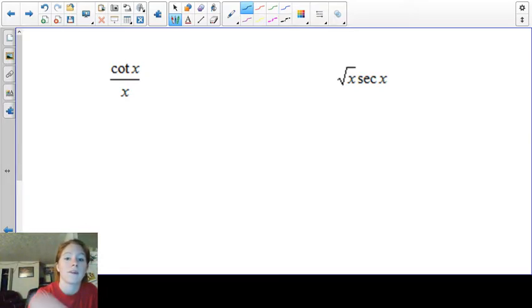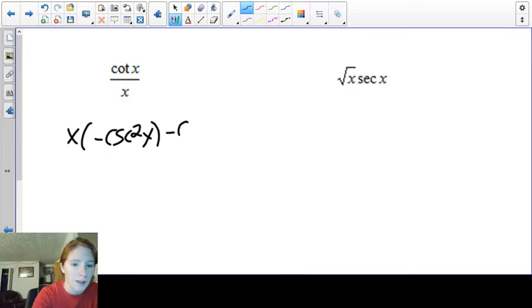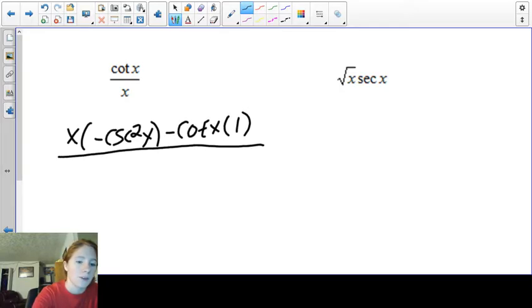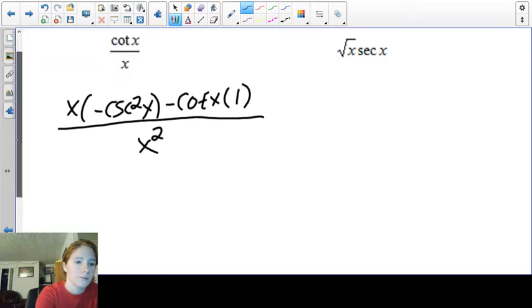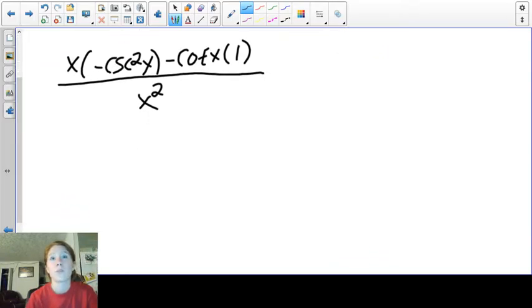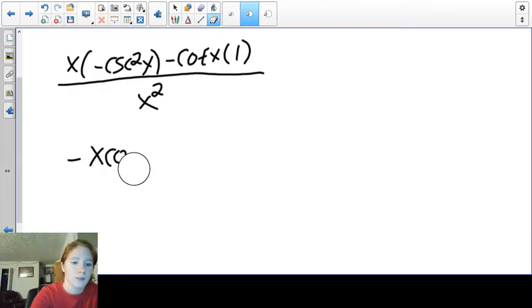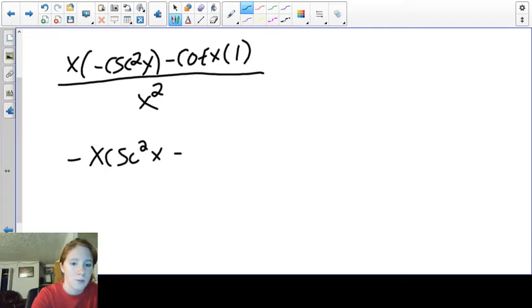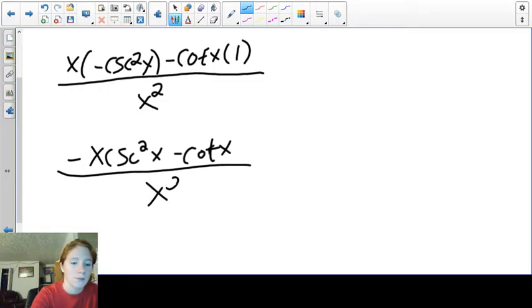Alright, we got another quotient rule. So we have low, d high, minus high, d low, all over low squared. So we're going to multiply that stuff together. So I have negative x cosecant squared x minus cotangent x all over x squared.